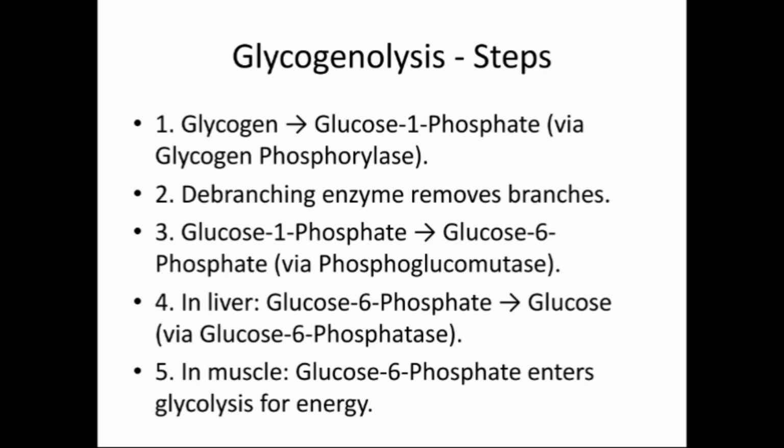So let's start again. Glycogen is broken into glucose 1-phosphate by the enzyme glycogen phosphorylase. Debranching enzymes remove glycogen branches. Glucose 1-phosphate is converted to glucose 6-phosphate. In the liver, glucose 6-phosphate is converted into free glucose and released into the blood. In muscles, glucose 6-phosphate enters glycolysis directly to produce energy.